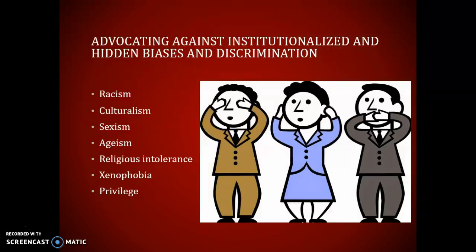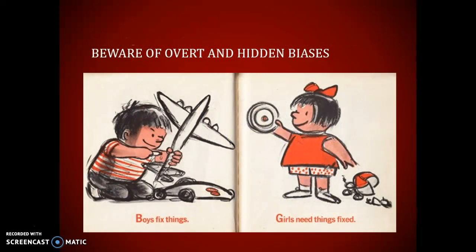What are we advocating against? Well, a lot. Institutionalized and hidden biases and discrimination that comes in all forms: racism, culturalism, sexism, ageism, religious intolerance, which we're seeing these days, xenophobia, which is rampant right now. There's certainly privilege that can drive discrimination. Gender identity is another area where students can feel discrimination. And we need to be aware of the hidden biases. We'll often see this in advertising and how people are stereotyped in TV shows and movies.